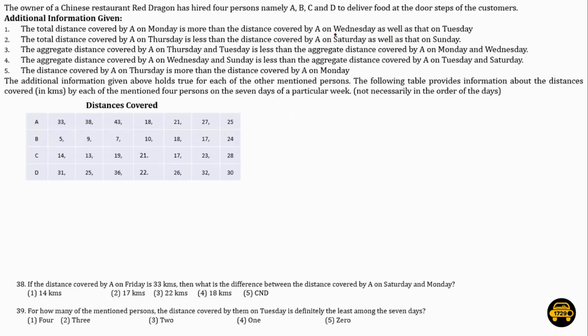So the first point says Monday is more than Wednesday and Tuesday. Okay, so we'll write Monday here, and of course Wednesday and Tuesday will be below Monday because they're lesser than it. Now we don't know about which one is more between Wednesday and Tuesday, so we'll write it parallelly. Now Thursday is less than Saturday as well as Sunday. So Saturday and Sunday will be here, and Thursday will come below that.